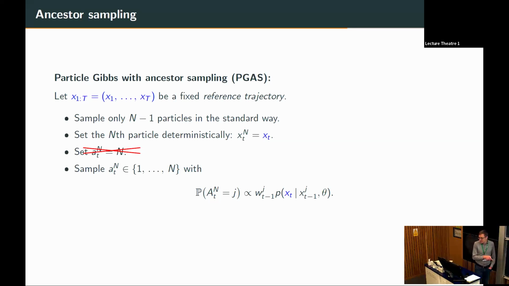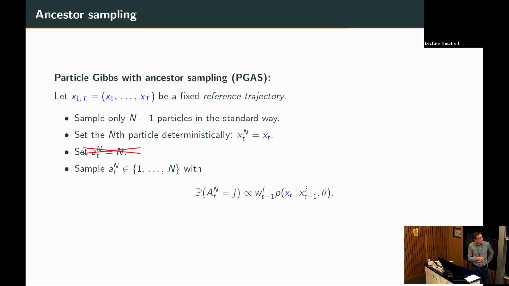And you can think about this as essentially applying Bayes' rule to figuring out which ancestor this reference x_t came from. So if we are at time t in the particle filter, at the previous time step we had N particles that are all weighted according to these importance weights, the w_{t-1}. So that can be thought of as a prior probability for each possible particle that we had at the previous time step.